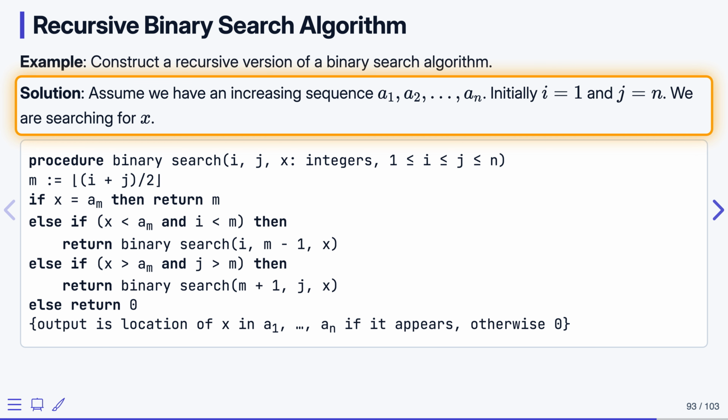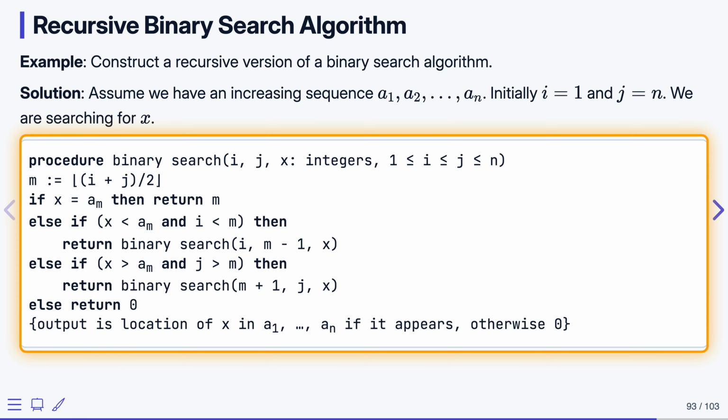Let's search a sorted list with recursion. The list runs from position i to position j, and we are looking for x. At the start, i is 1 and j is n. We look at the middle position m, the floor of i plus j over 2. If x equals a sub m, we found it, and we return m. If x is smaller than a sub m, we search the left half, from i to m minus 1. If x is larger, we search the right half, from m plus 1 to j. If none of these hold, x is not in the list, and we return 0. Each call cuts the list in half.